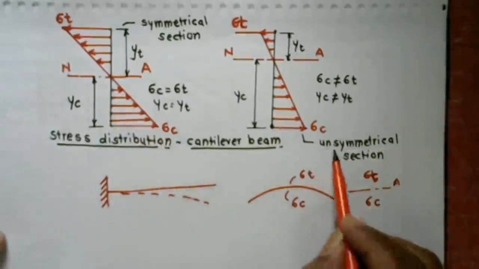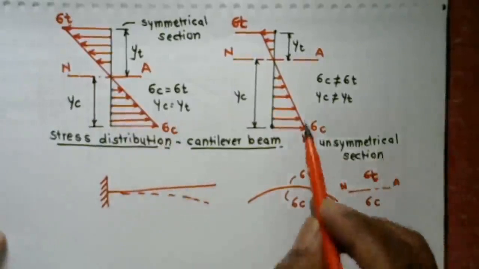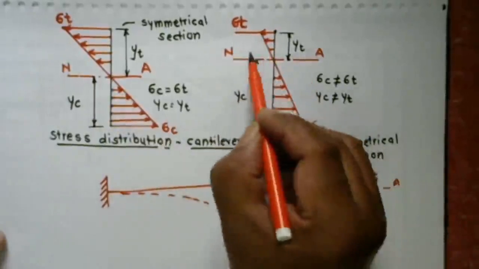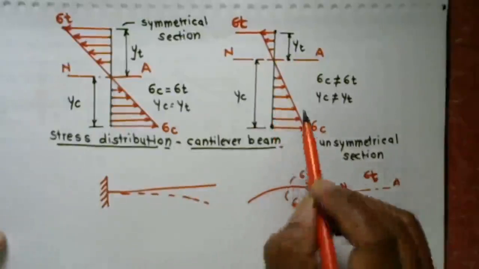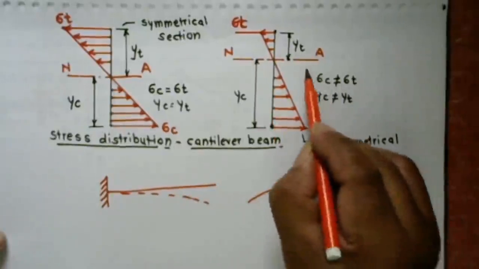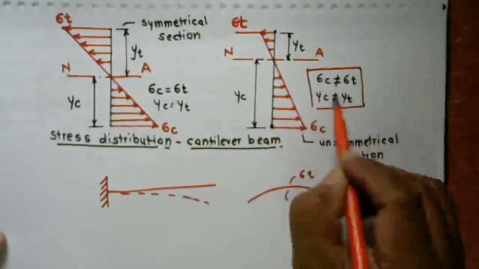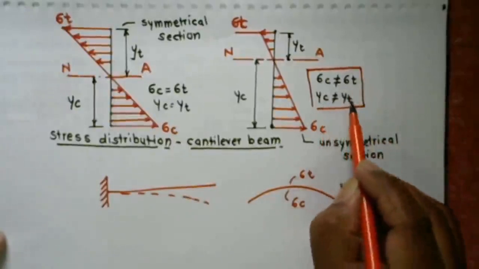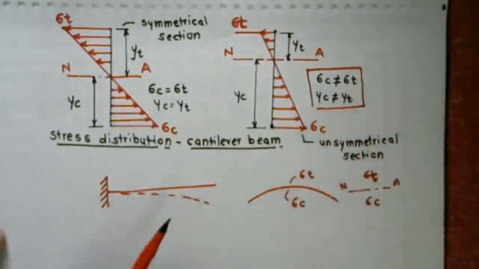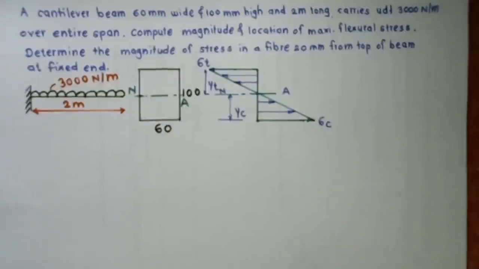When you consider an unsymmetrical section, tensile stress is above the neutral axis and compressive stress is below the neutral axis, but sigma C, the compressive stress, is never equal to the tensile stress, and distance YC is never equal to YT. Remember this point. Let's see the numerical.